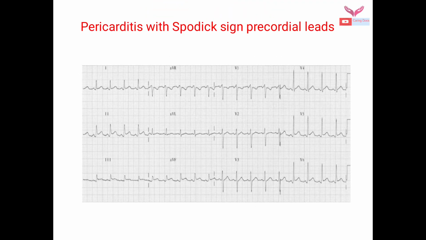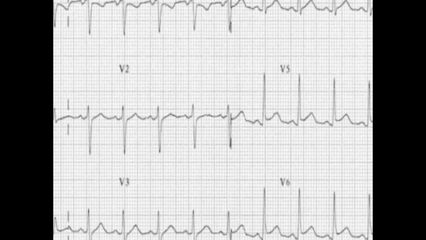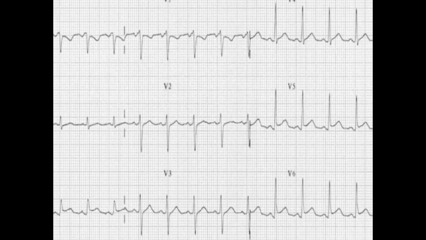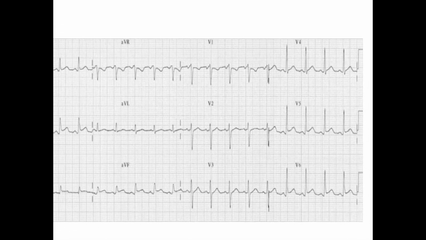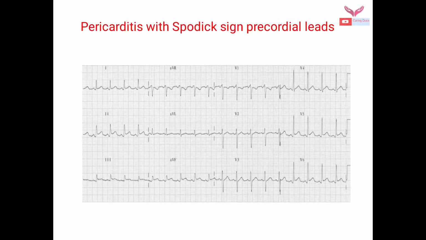This is another ECG which shows pericarditis with Spodick signs in the precordial leads. Here, if I zoom it, I can see this Spodick sign is positive in V5 and V6. So this Spodick sign is early marker of pericarditis, and it is seen in approximately 30% of the cases of pericarditis and also in 5% cases of ST elevation MI. We should not ignore it.